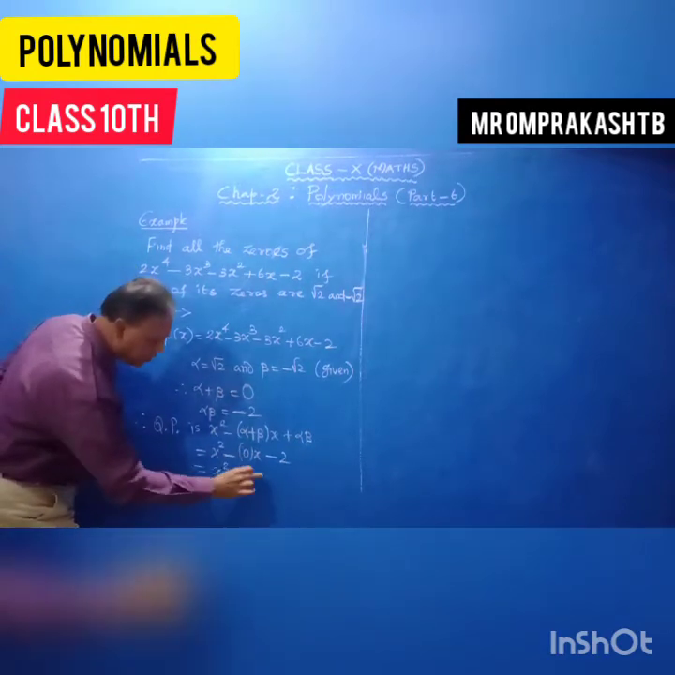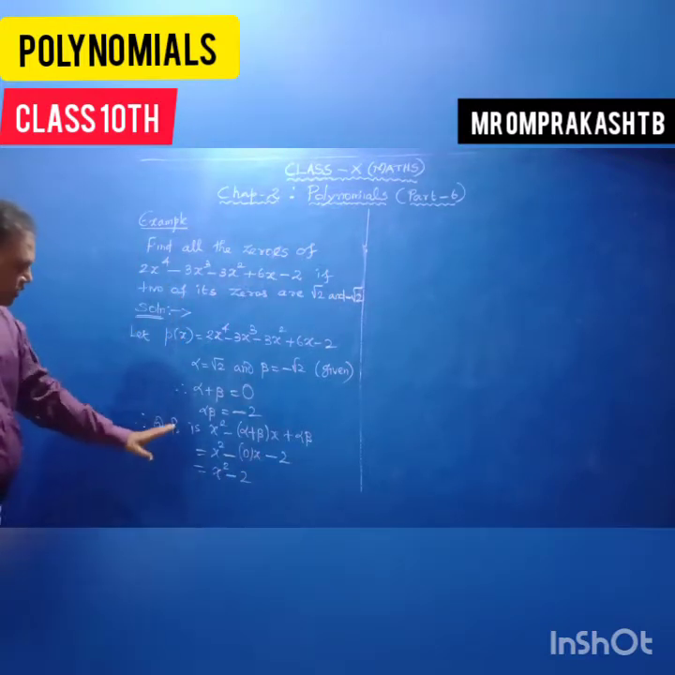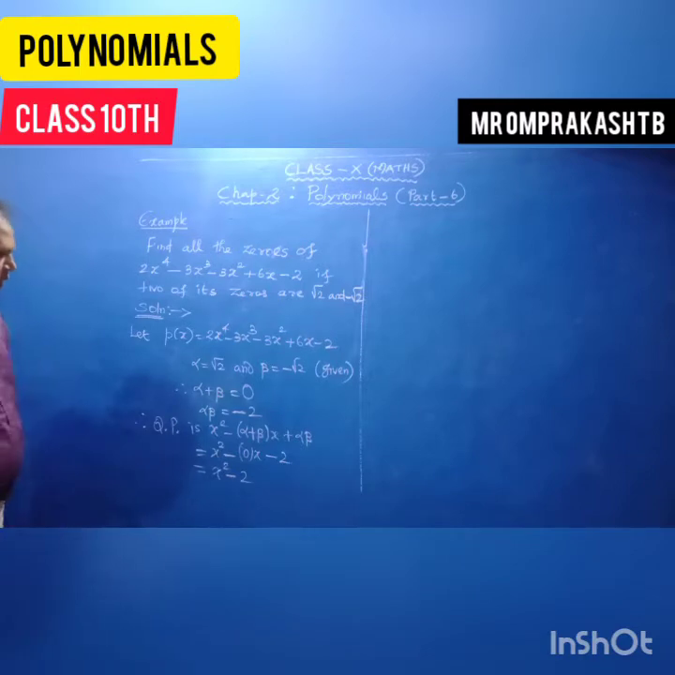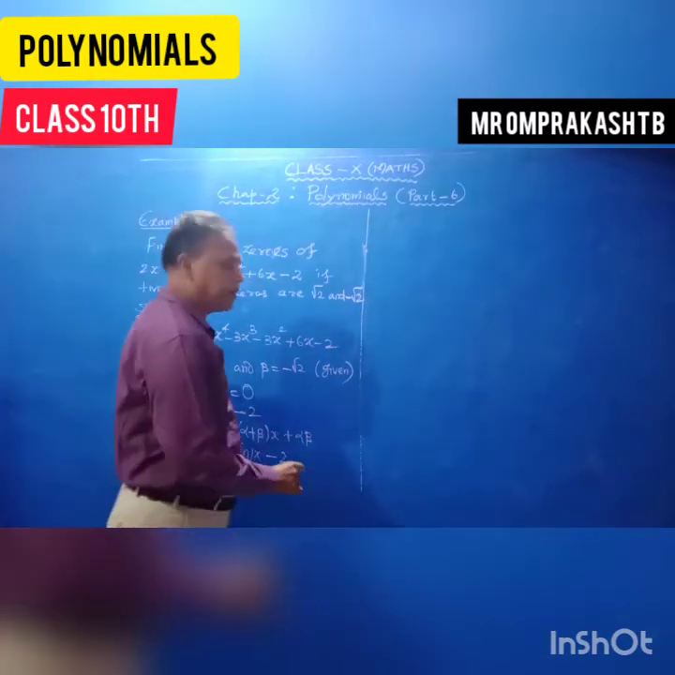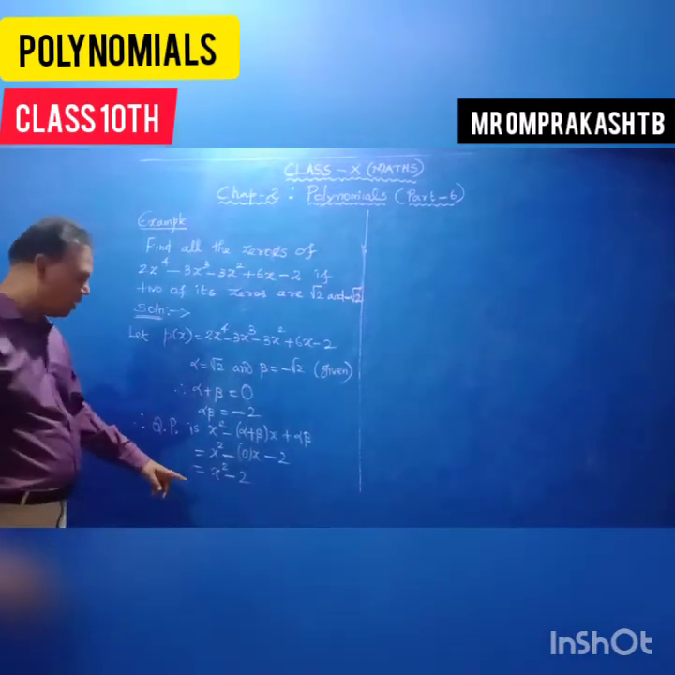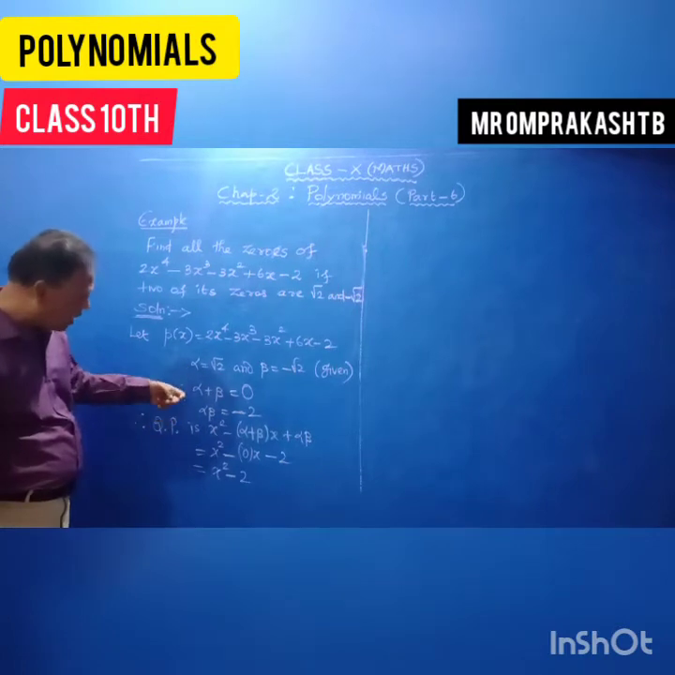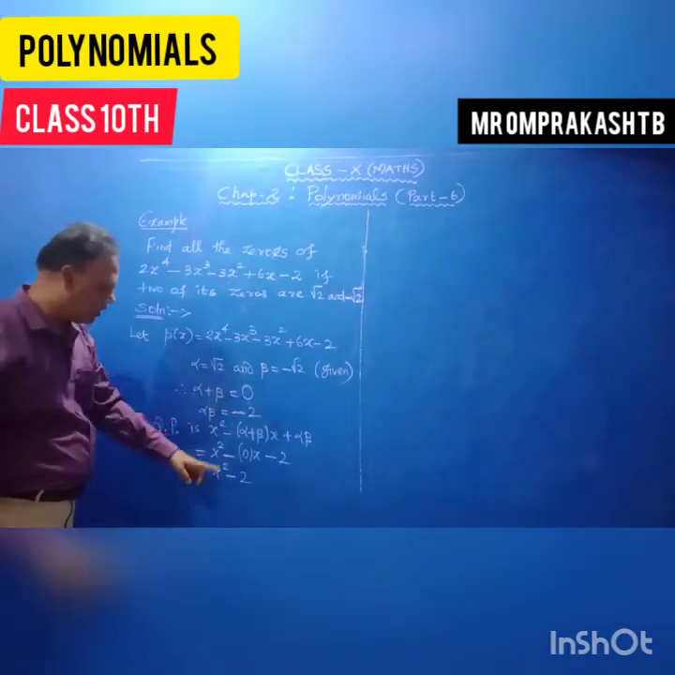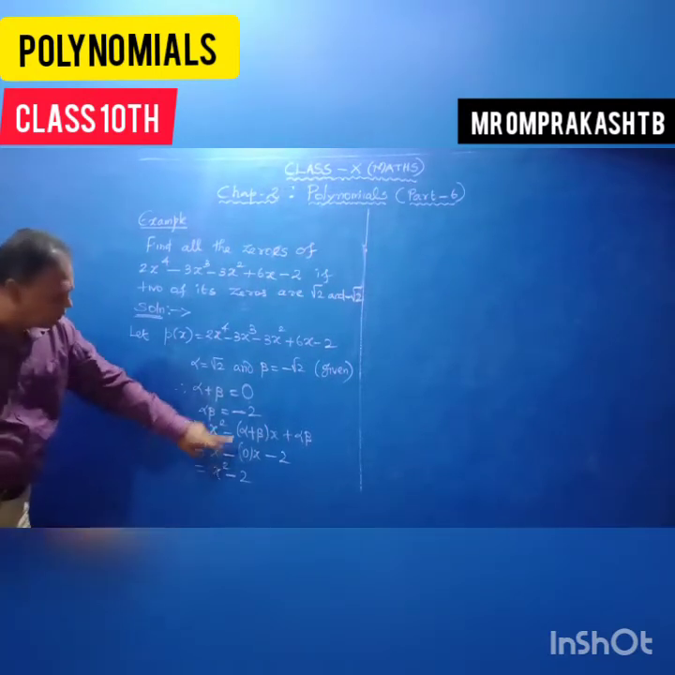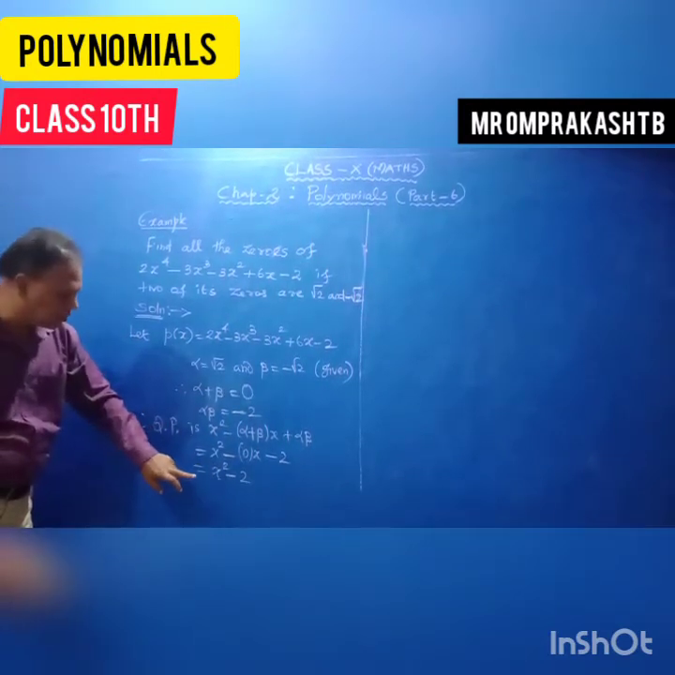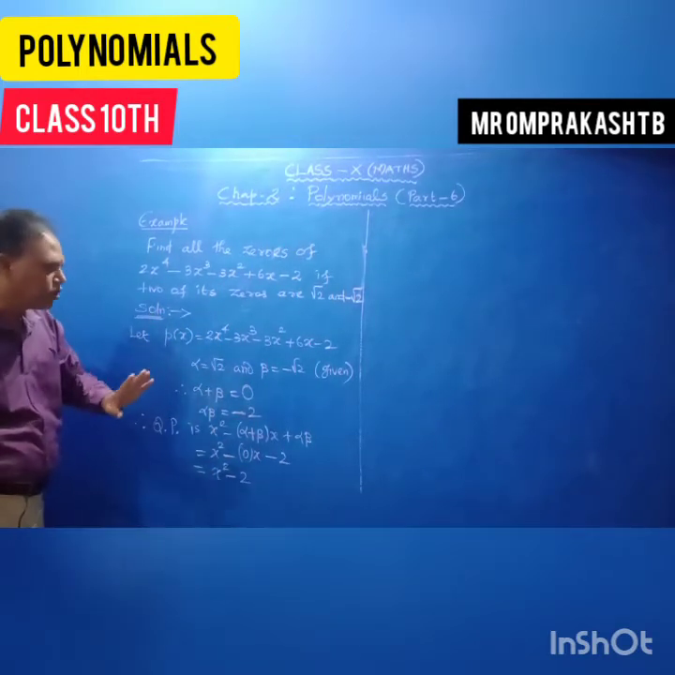0 into x, 0. So ignore it, means x square minus 2. X square minus 2 is the required quadratic polynomial. This polynomial you have to divide with this polynomial. Means what will happen? Definitely you should get the remainder 0. Clear? Because for this polynomial we got from 2 zeros. This polynomial we got from what? 2 given zeros. Now if you divide with these polynomials, you will get one quadratic polynomial whose remainder is 0.